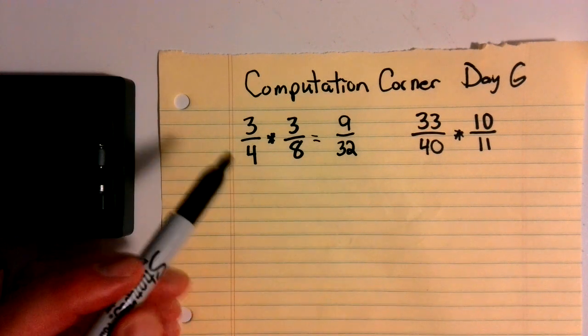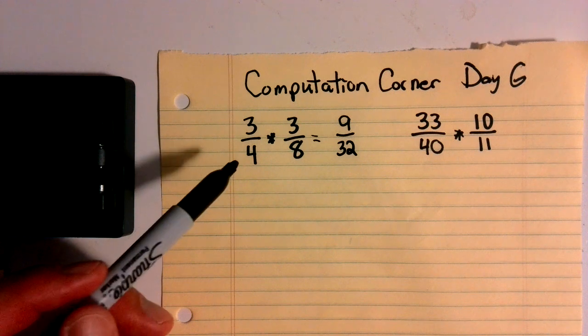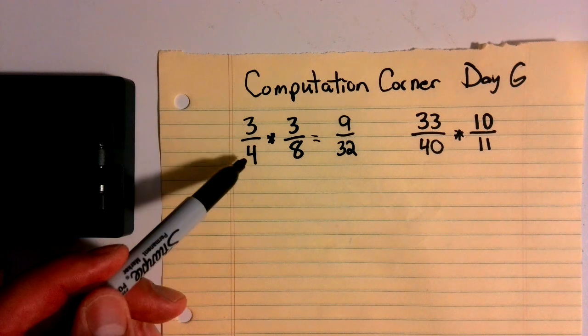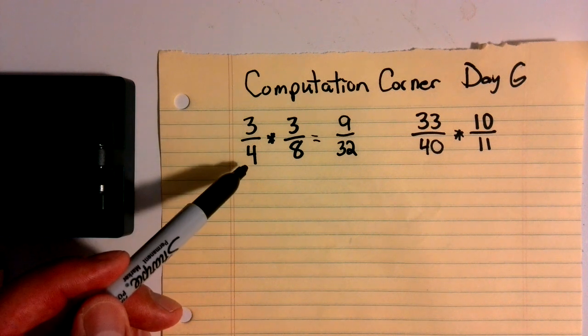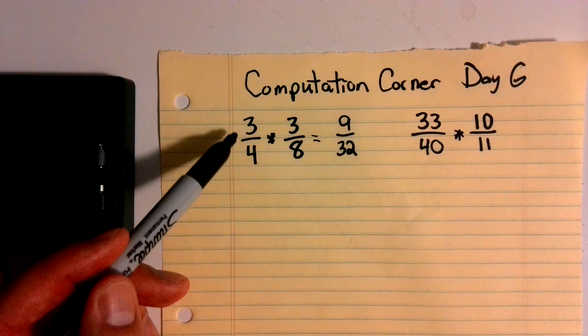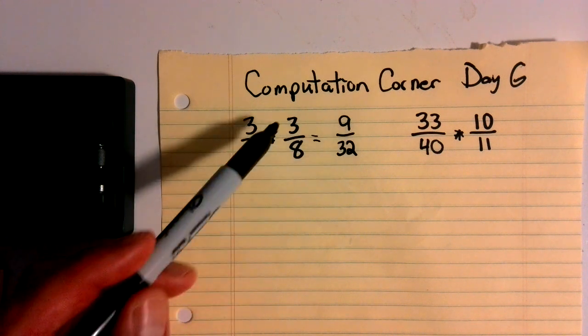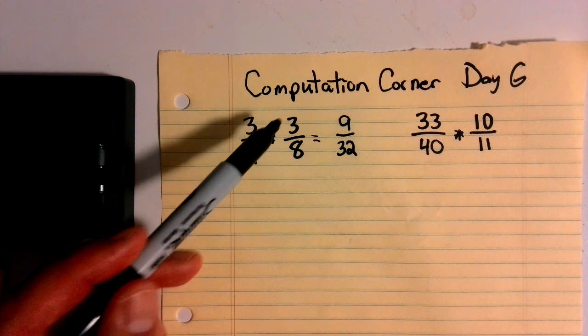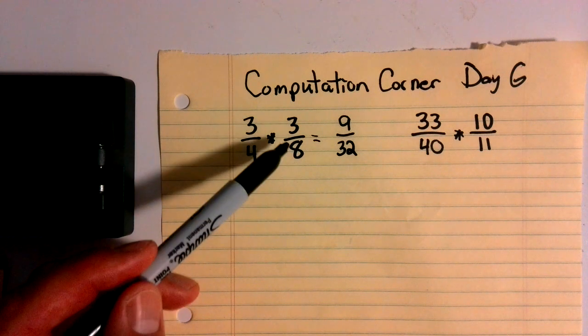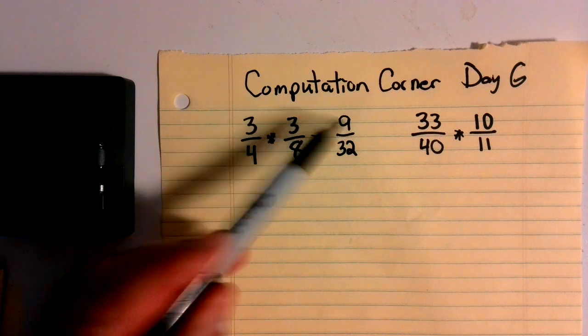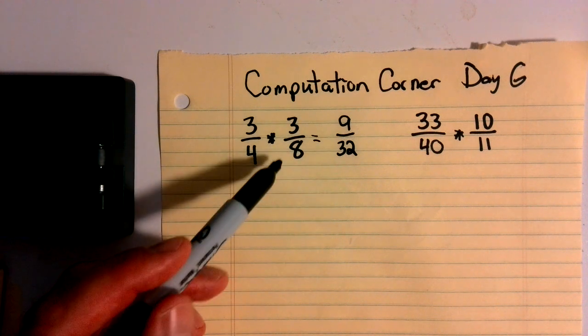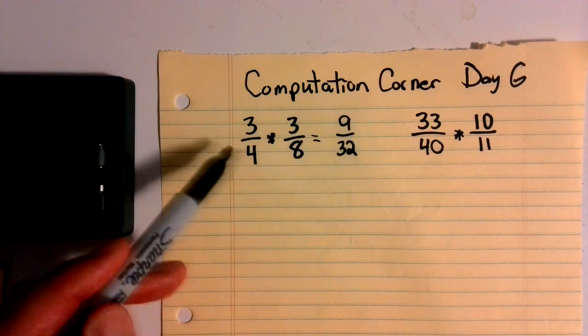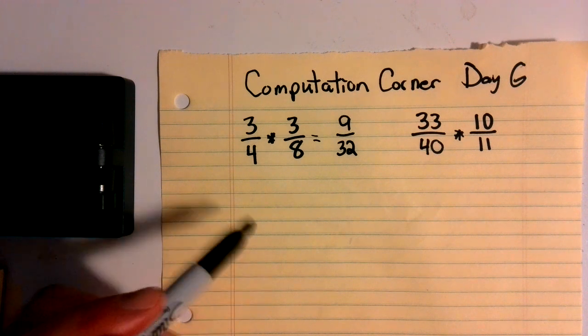Okay, and 9/32 is definitely smaller than 3/4, right? We can see that right away because that would be 9/12, and it's also going to be smaller than 3/8 because that would be equivalent to 9/24. So we're going to get a smaller product when we multiply a fraction times a fraction.